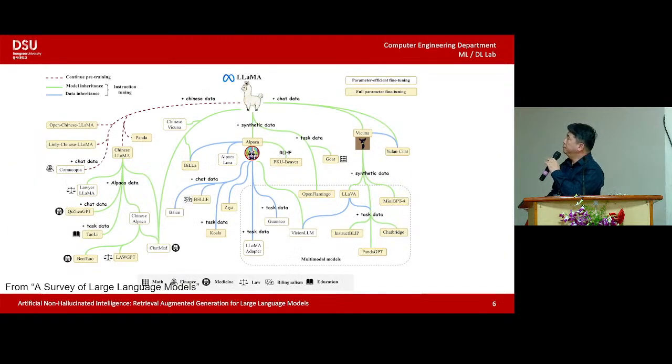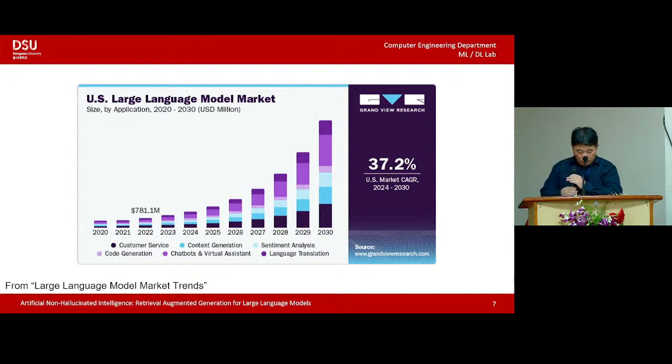So this is Llama. The global large language model market was valued at approximately USD 4.35 billion in 2023, and is projected to grow at a compound annual growth rate, CAGR, of 35.9% from 2024 to 2030.